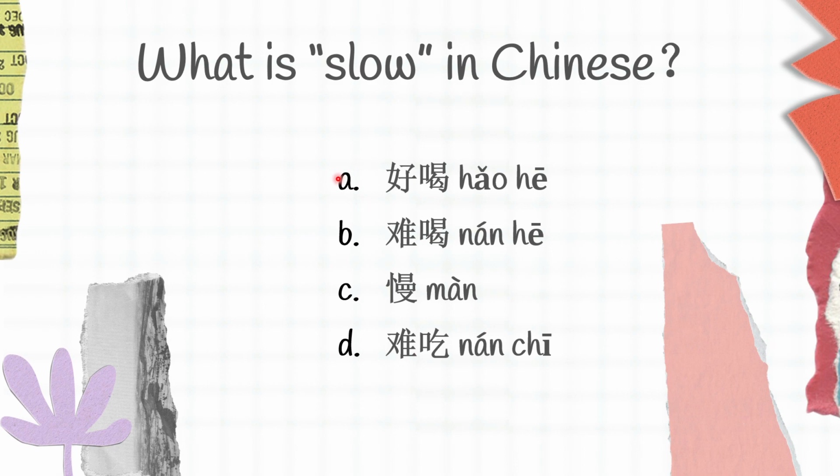So 好喝 is tasty for a drink, and 难喝 is tasteless for drink. 慢 is slow, and 难吃 is tasteless for foods. Slow in Chinese is C, 慢.